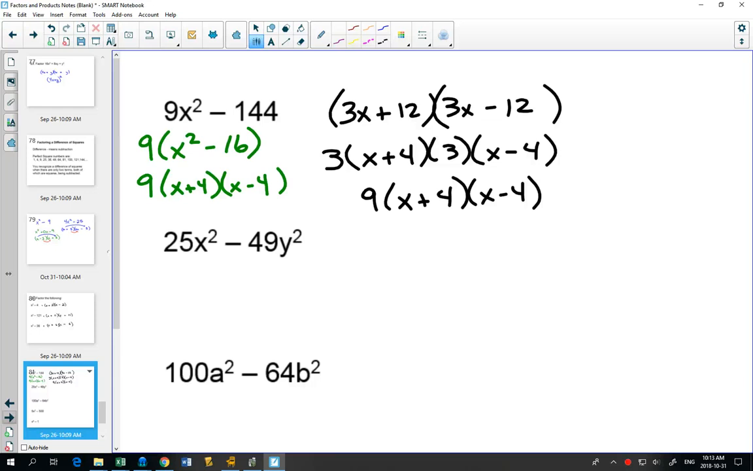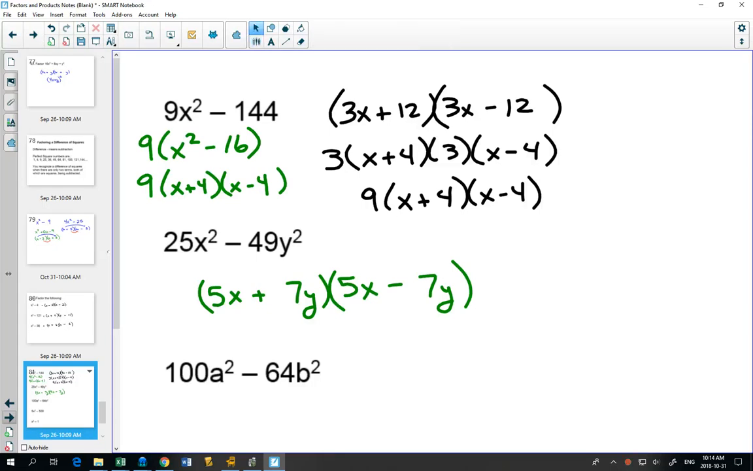The next one doesn't have any common factors. It'll be 5x and 5x, 7y and 7y, 1 plus, 1 negative. The last one, can you see that there is a common factor in here? What can you pull out of both of those?